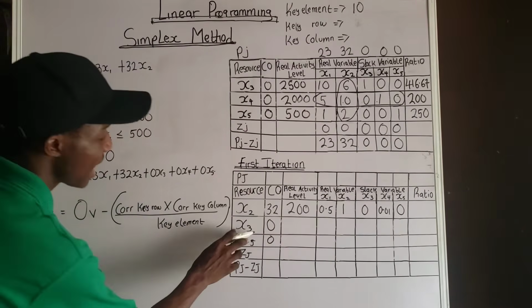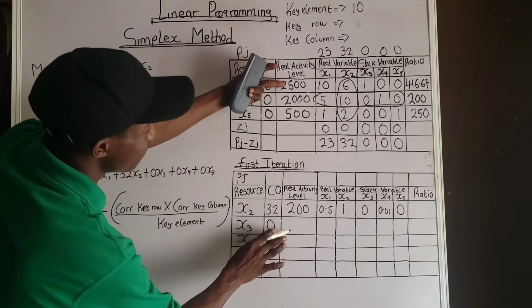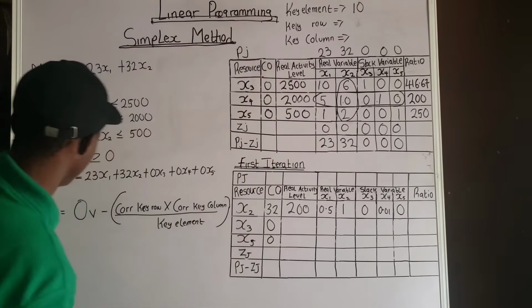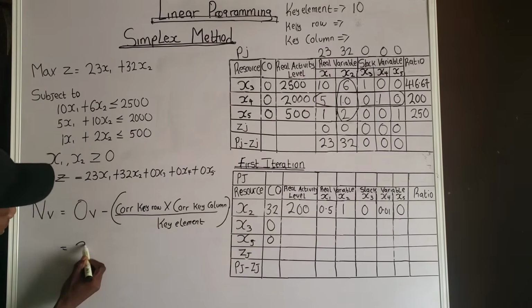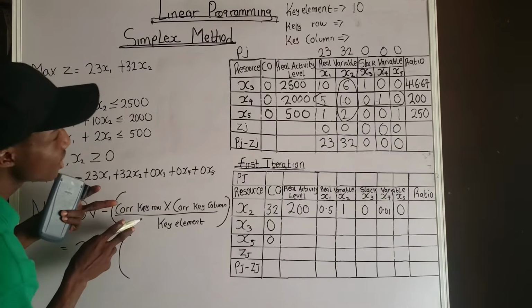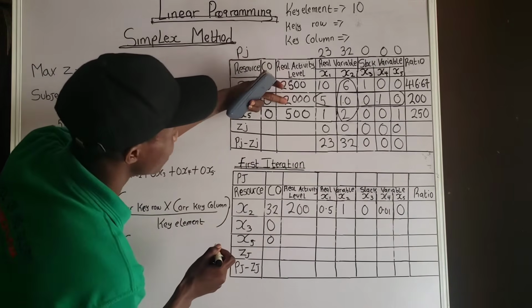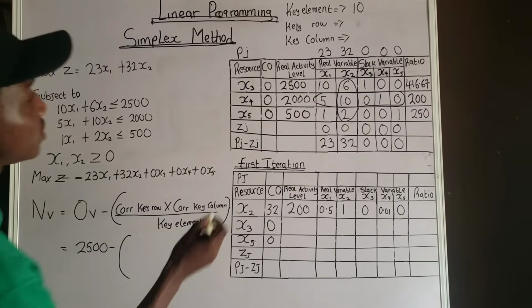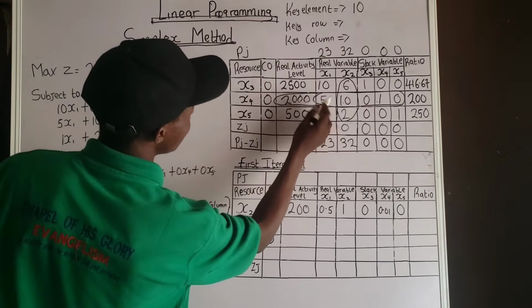Now let us start. To get the new value of these cells, don't forget that the old value of these cells is what? 2500. You can see x3, the real activity level, that is 2500, the old value. So to get the new value of these cells, that is the old value, which is 2500, minus the corresponding key row element. The corresponding key row element is 2000. You understand? I'm supposed to circle it to this place. I'm supposed to circle it. The circle extends to this place. You understand? Sorry.